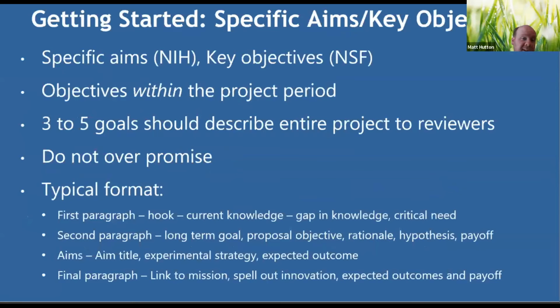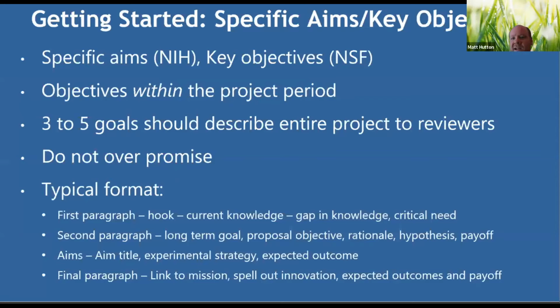So I want to talk next about that initial development of your project concept. Again, this is prior to doing the outreach with an agency, but you've read the solicitation at this point. You're going to start thinking about the specific aims or key objectives of your project. These are the terms that come up the most when I talk with people. This is just the terminology that the NIH uses and the NSF uses. So at NIH, it would be called specific aims, key objectives at the NSF.